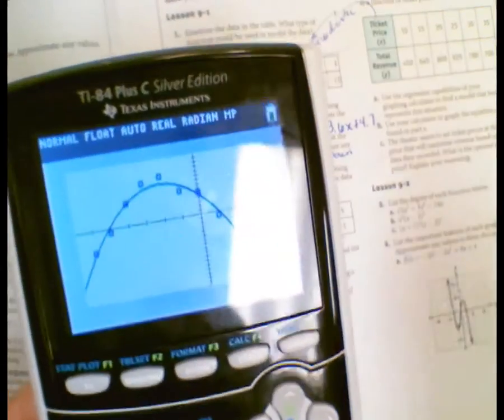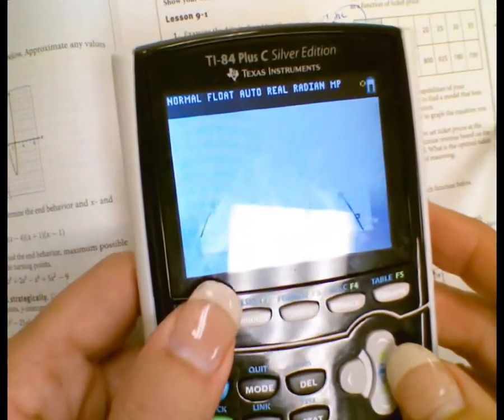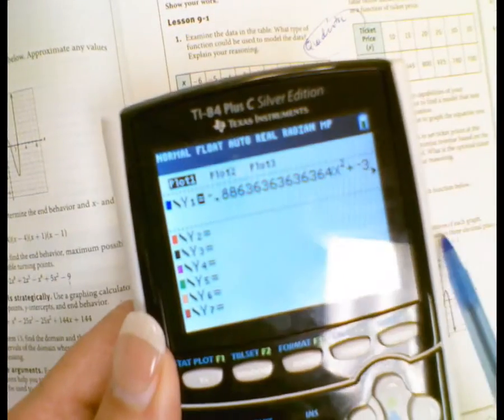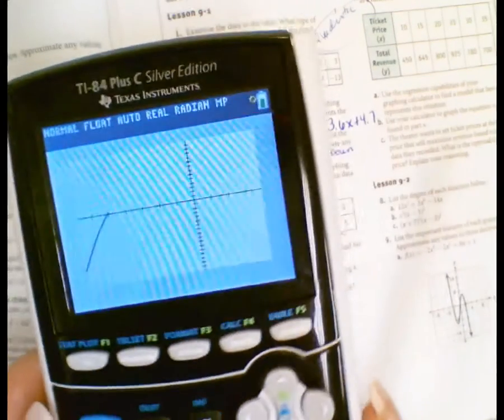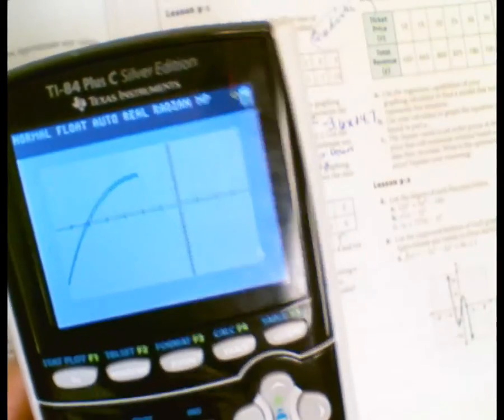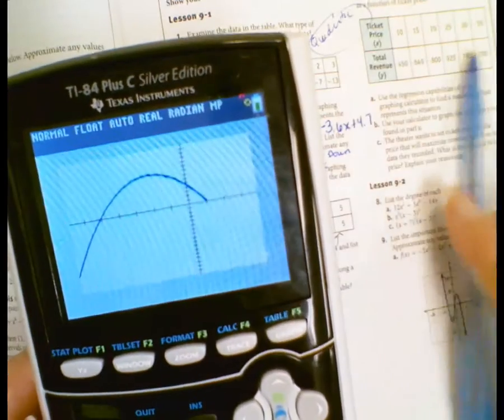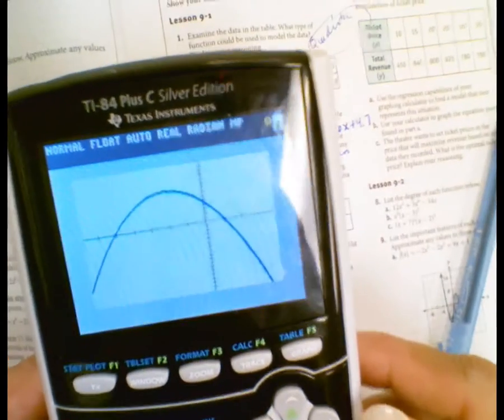Do you see that? Now if I go up to y equals, I can turn off my plot. Go up to plot 1 right here and turn it off by pressing enter. Now when I graph, the scatter plot's gone. Once the scatter plot's gone, then you can use your trace features to figure out your maximum.